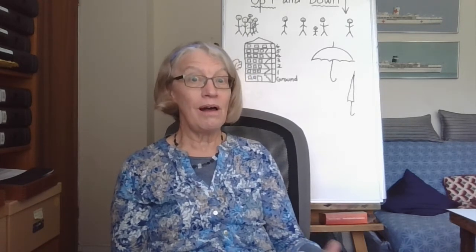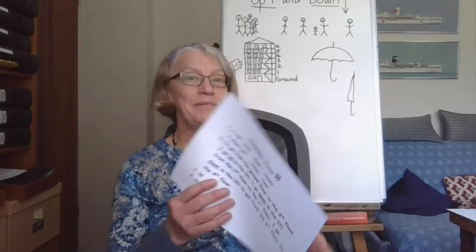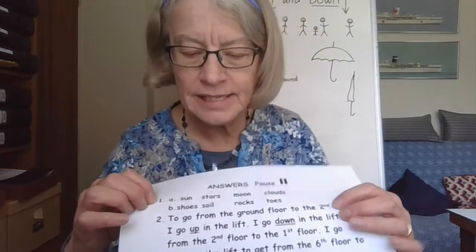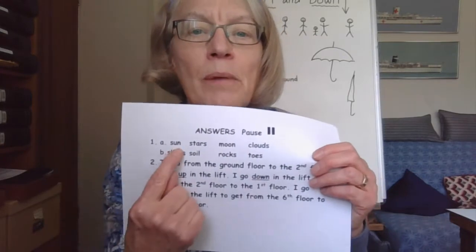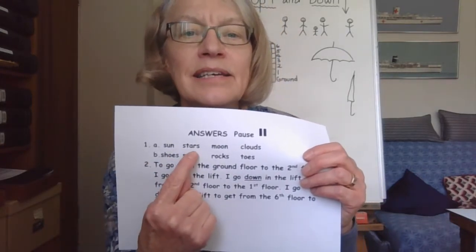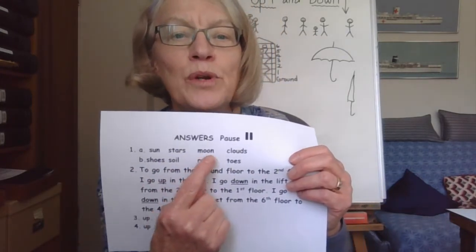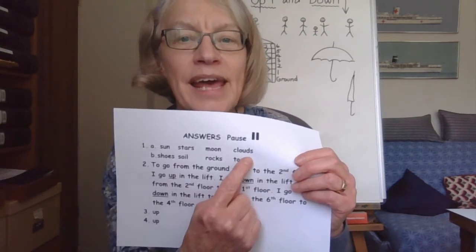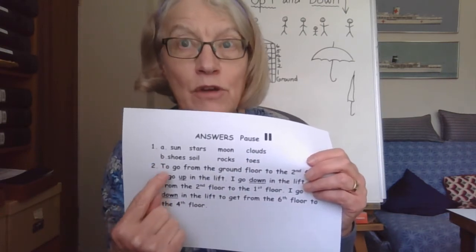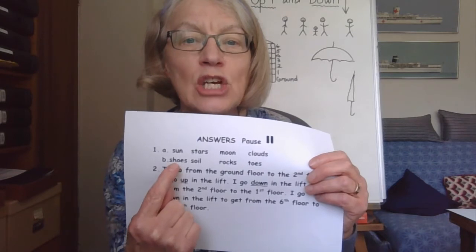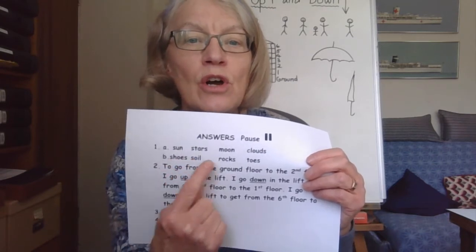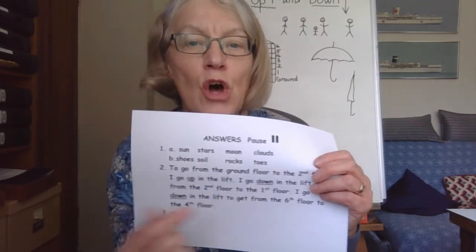Pause while you look at what you've done. The answers to number 1. If you look up, you might see sun, stars, moon, clouds. That's 1A. 1B, if you look down, you might see shoes, soil, rocks, toes.